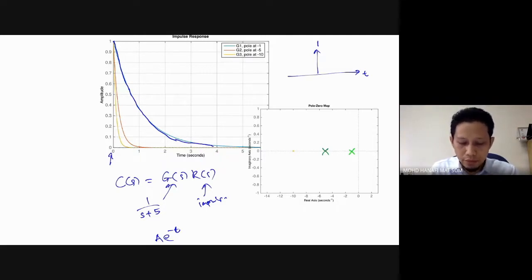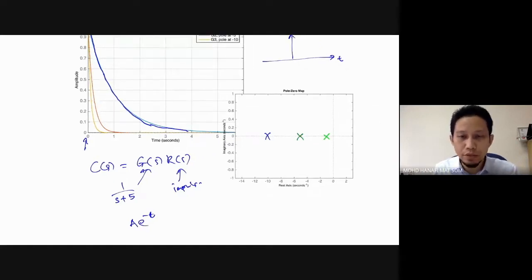So the red line here, you can see the rate of decay, the rate of change of the amplitude becomes faster as compared to the system 1 over s plus 1. And if we have another pole at -10 over here, the rate of decay becomes much faster as compared to the previous pole at -5. So we can give a conclusion to this observation.